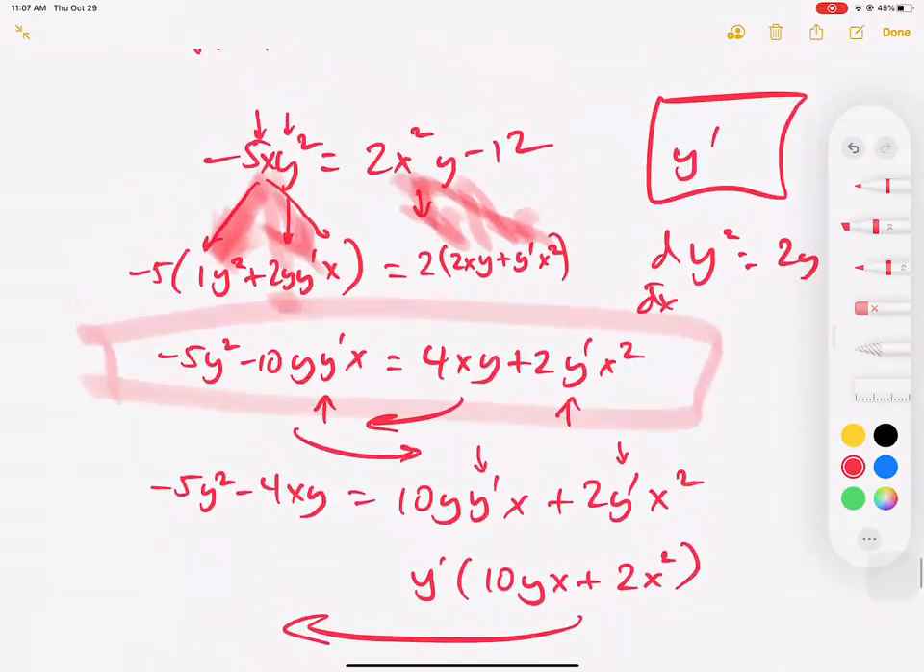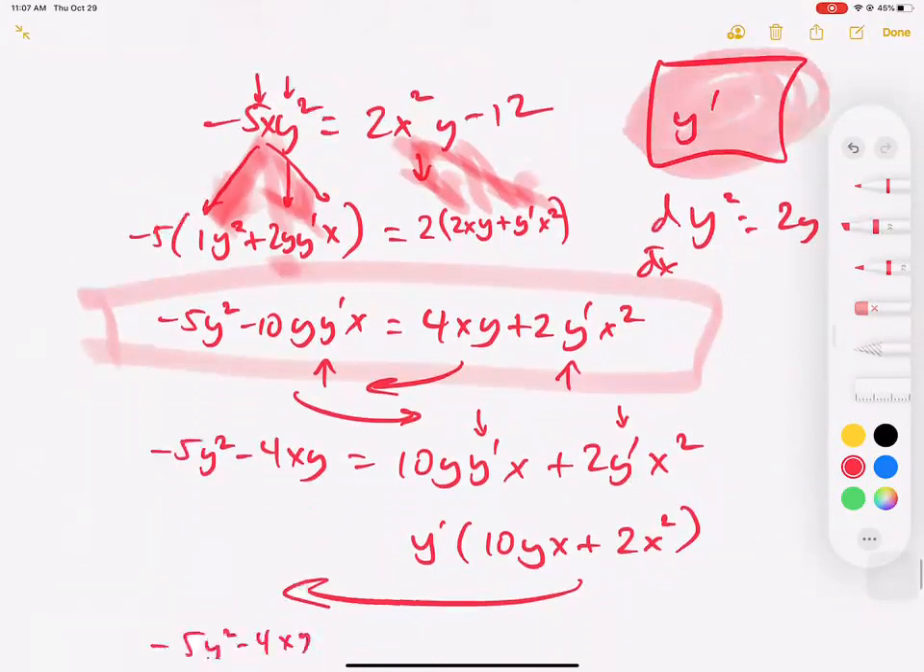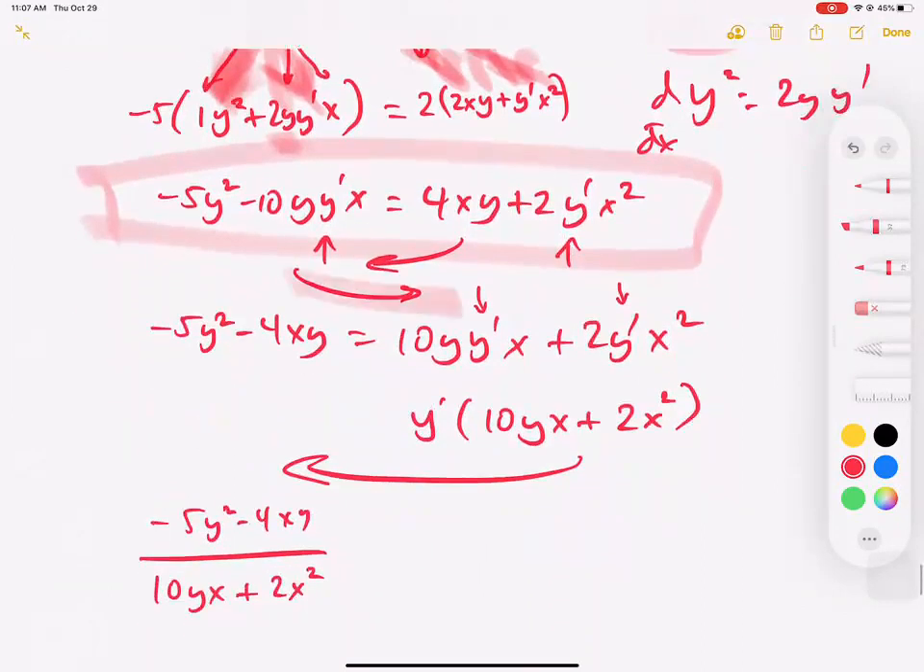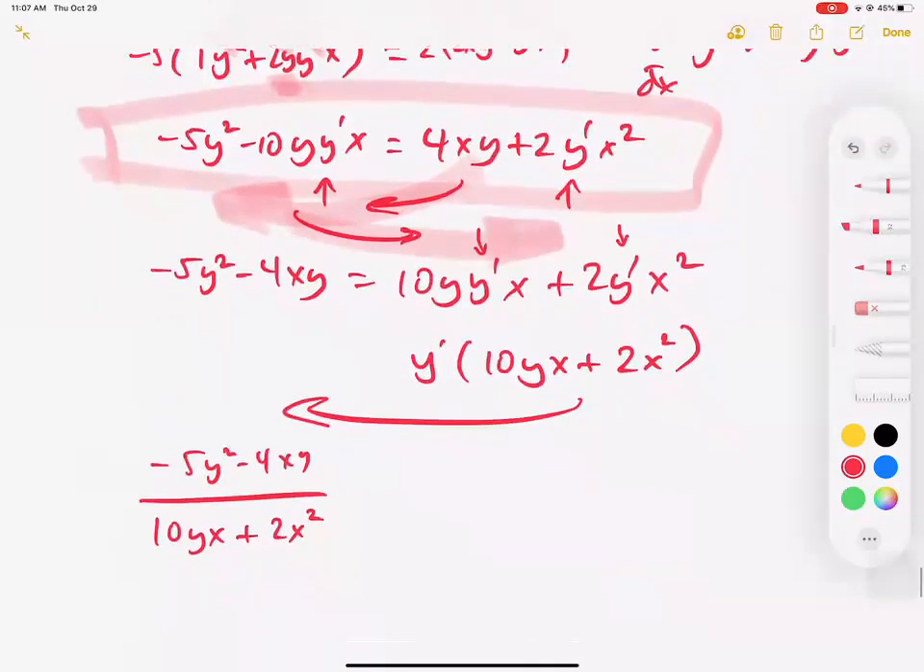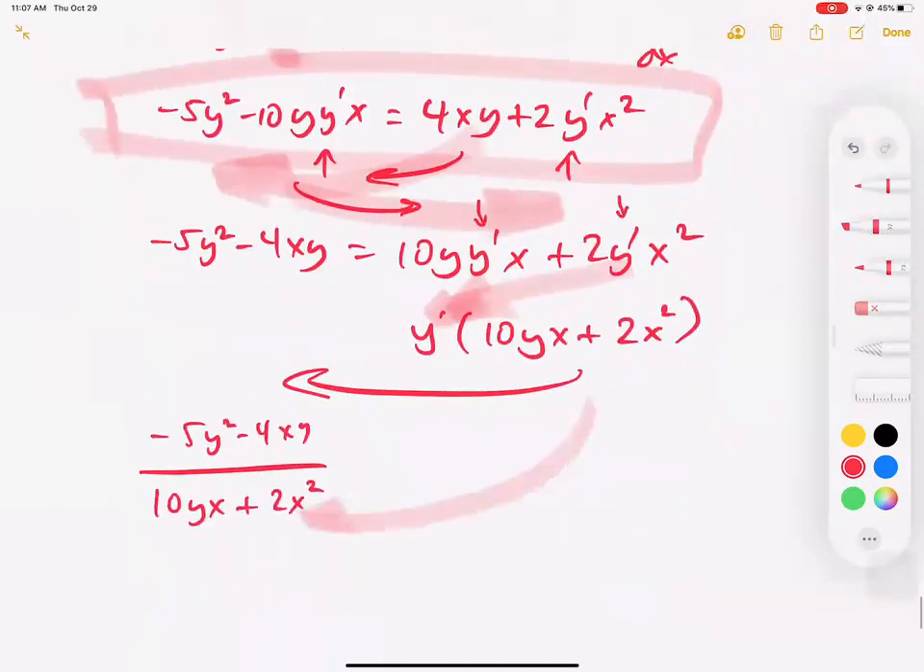Now, if they're solving for y prime, right, y prime's not alone, so let's get it alone. Move the y primes to one side, move non-y primes out. And now we factor out the y prime, and then we flush everyone else over. And this is equal to y prime.